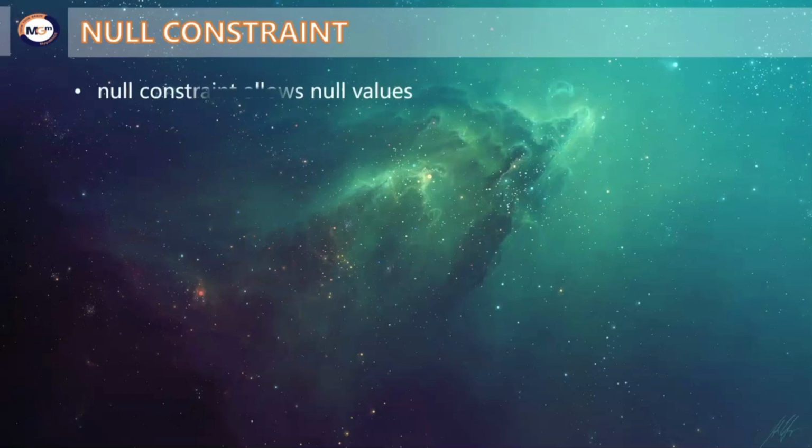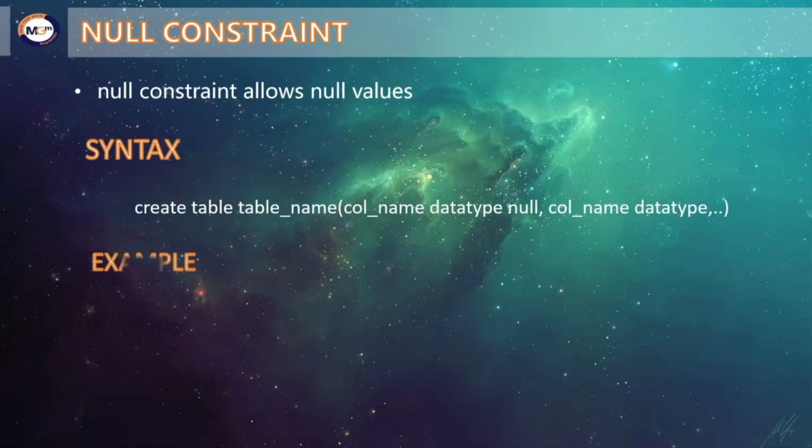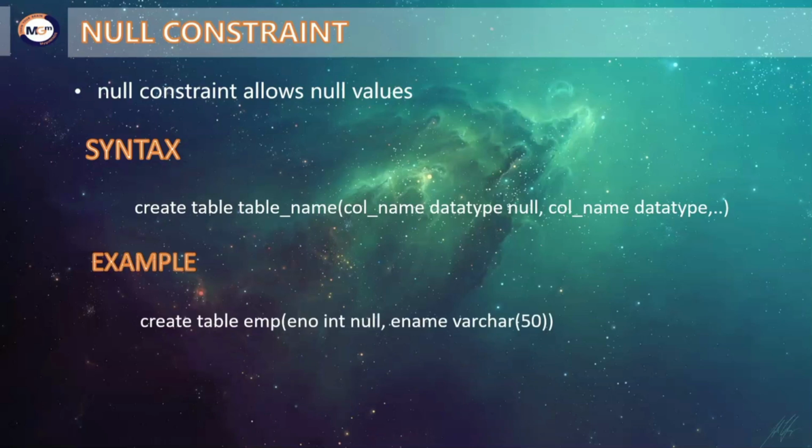Let us see these constraints in detail. First one is null constraint. We said that null constraint allows null values. Whenever we create a table, by default, every table allows null values and duplicate values. The syntax to use null constraint is create table name, column name data type null, column name data type. We can give as many column names as we want. Example of a null constraint is create table emp, enumber int null, ename varchar 50.